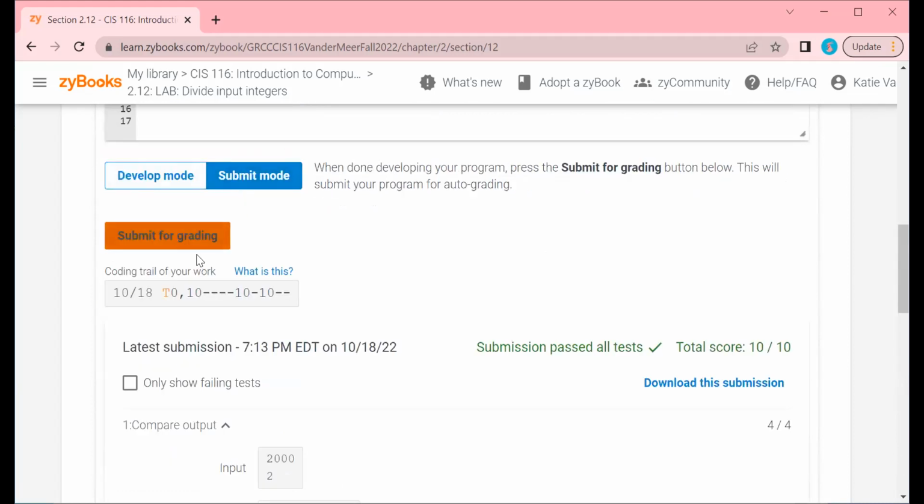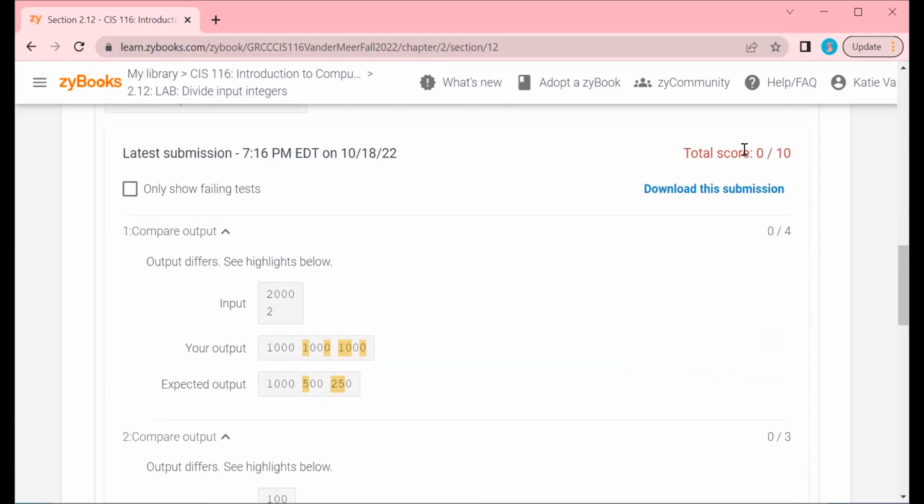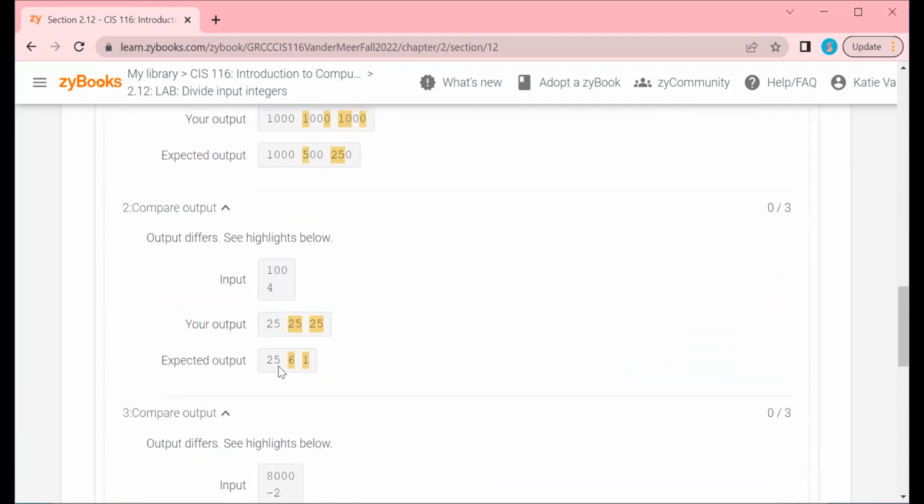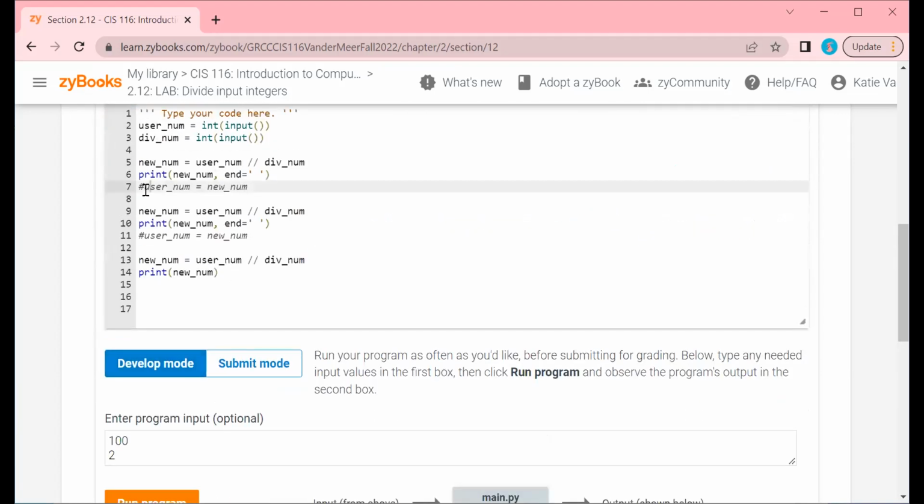So when I go over to submit mode and I submit for grading, I'm going to get a logic error because it doesn't do what it's supposed to do. It does on the first time, but I don't reassign it. So that's why if I create a new variable, I need to reassign those.